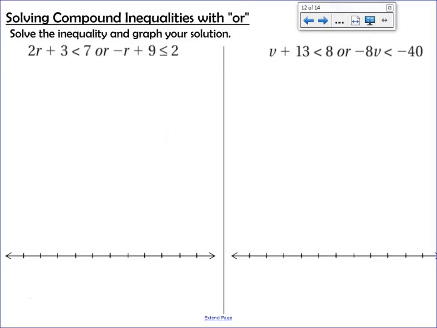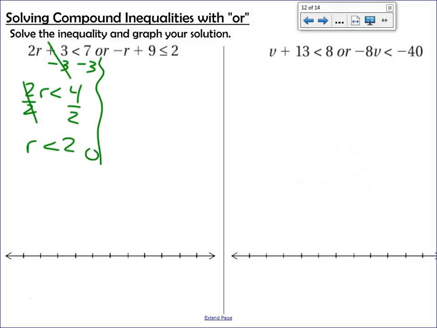Let's try some examples here using the OR. OR, remember, those would be the beyond ones. Okay? But we need to solve both of them. So get r by itself, subtract 3. 2r is less than 4. Then divide both sides by 2. We're dividing by a positive, so that sign doesn't get flipped around. So r is less than 2, or subtract 9.